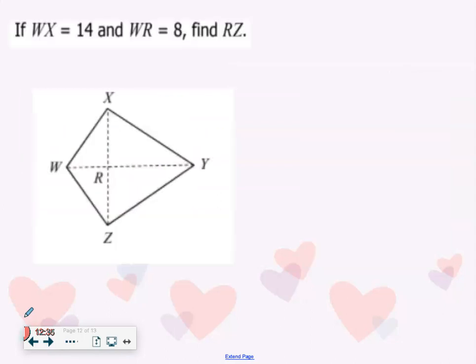Last one. Find RZ, given that WX is 14 and WR is 8. How are we going to figure that out? Pythagorean theorem, but do I know what WZ is? What is it? 14. Oh, good job. Okay. Out of these three, which one's my hypotenuse? 14. Perfect. So we're going to have 8 squared plus x squared equals 14 squared.